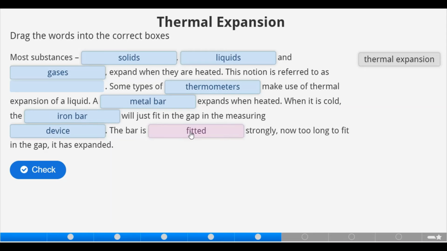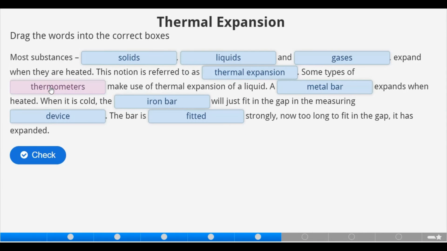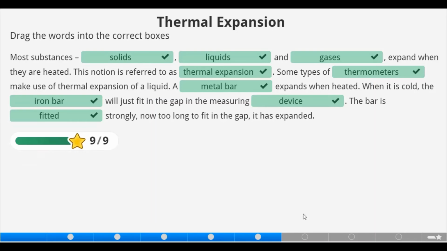Let's review the statement once again. Most substances, like solids, liquids, and gases, expand when they are heated. This notion is referred to as what? Thermal expansion. All right? Some types of thermometers make use of thermal expansion of a liquid. A metal bar expands when heated. When it is cold, the iron bar will just fit in the gap in the measuring device. The bar is fitted strongly. Now, too long to fit in the gap, it has expanded. So we check. That's correct.